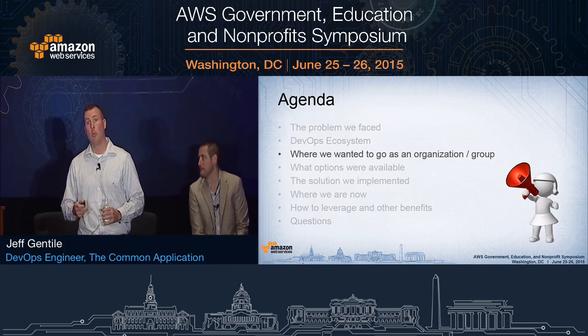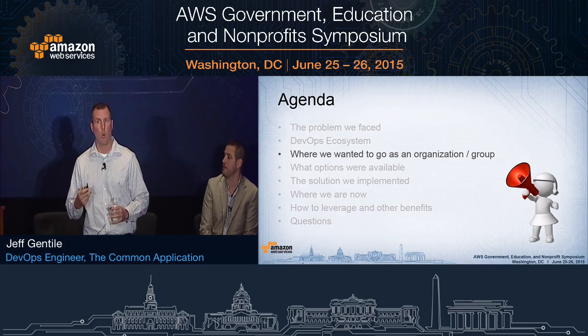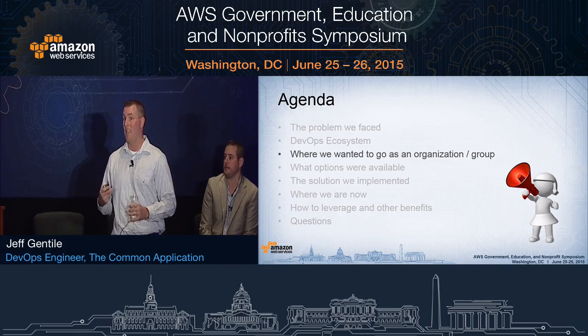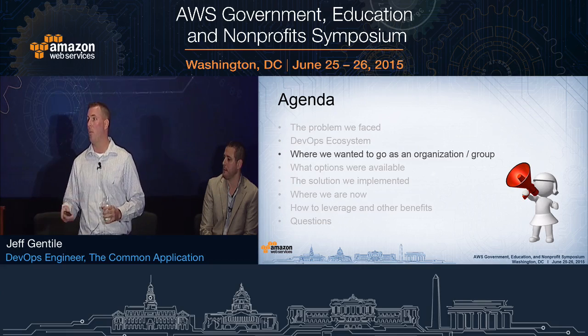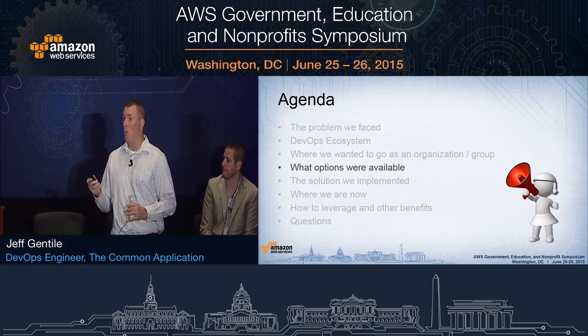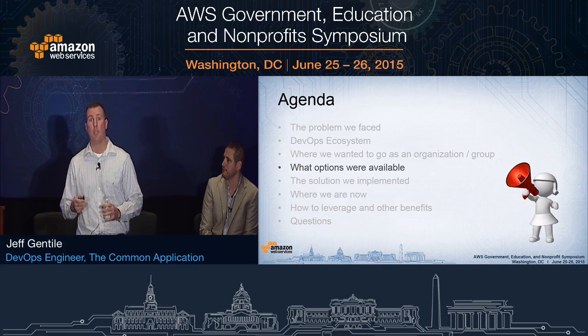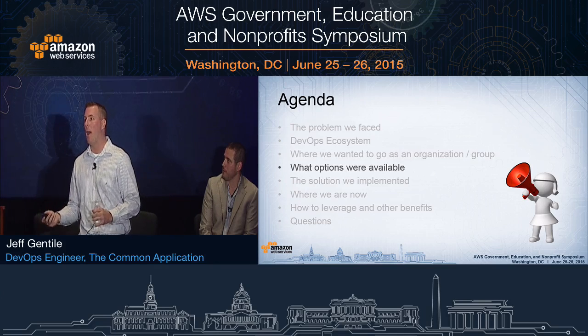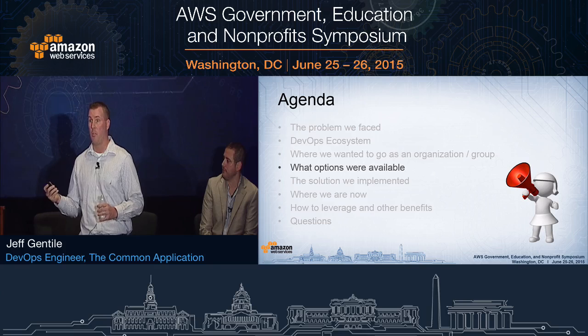Next, I'm going to talk a little bit about where we wanted to go as an organization and as a DevOps group, kind of big picture ideas as we go through this entire backup and restorability process. What was our perfect world scenario? Once we had that kind of checklist of things that we wanted, how do we go about completing those tasks? Talk a little bit about that, what we looked at.